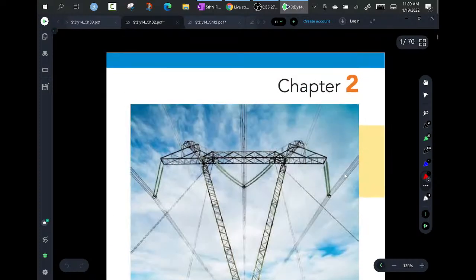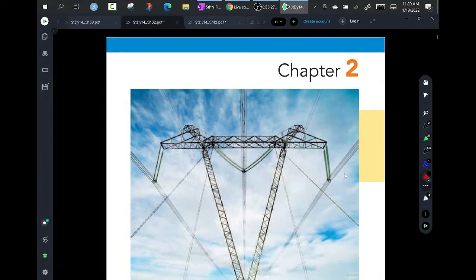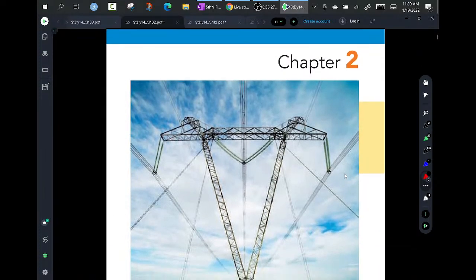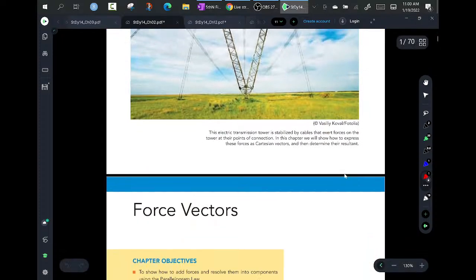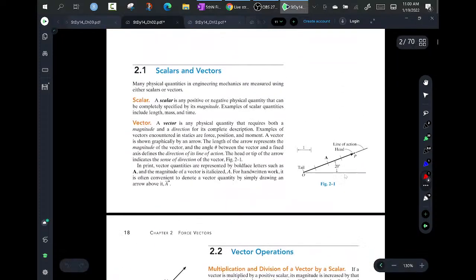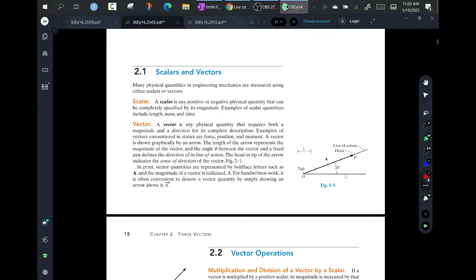I can't see the title of the book, but this is the book by Hibbler. It's in the syllabus. So if you can get a new or even a moderately modern version up to the 10th edition, everything is pretty much the same here. So when we look at things as scalars and vectors, we've got two things.